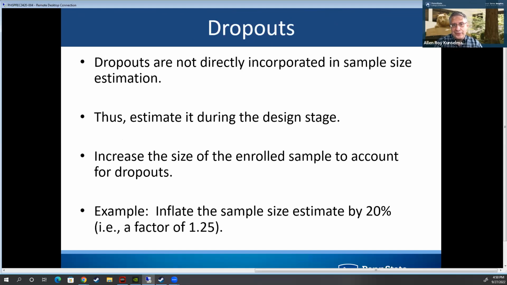As I mentioned, dropouts are not directly incorporated in sample size estimation. So you need to do it during your design stage and increase the size of the enrolled sample to account for these dropouts. For example, if you think the dropout is going to be 20%, you increase it by a factor of 1.25.